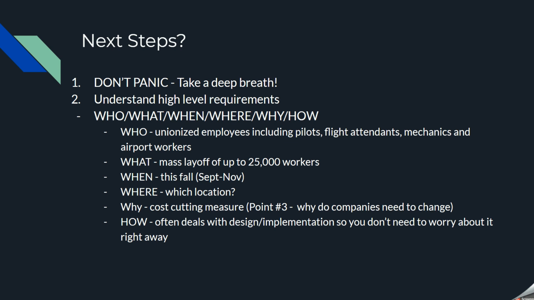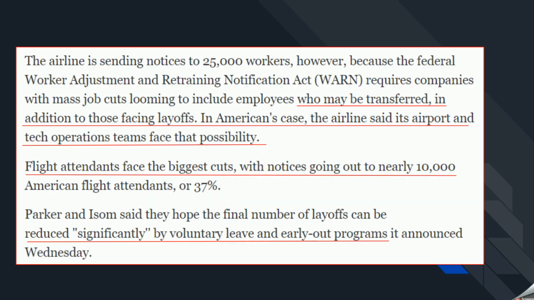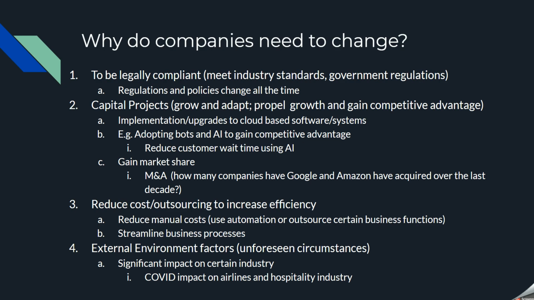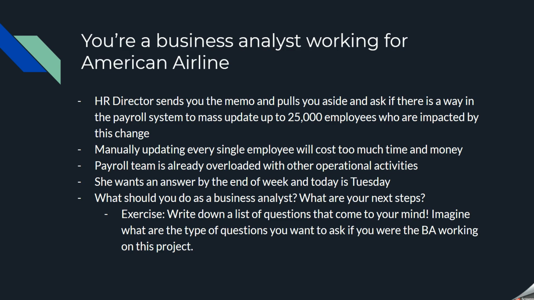Okay, so who is impacted, right? We know that this is going to impact unionized employees, including pilots, flight attendants, mechanics, and airport workers, right? And what is happening? A mass layoff of up to 25,000 workers. When? It's going to be this fall, so it could be any time between September and November. They did not say which location, they just said it's going to be in the United States. Why? As I mentioned before, point number 3, why do companies need to change? To reduce cost, right? And that's exactly what's happening.